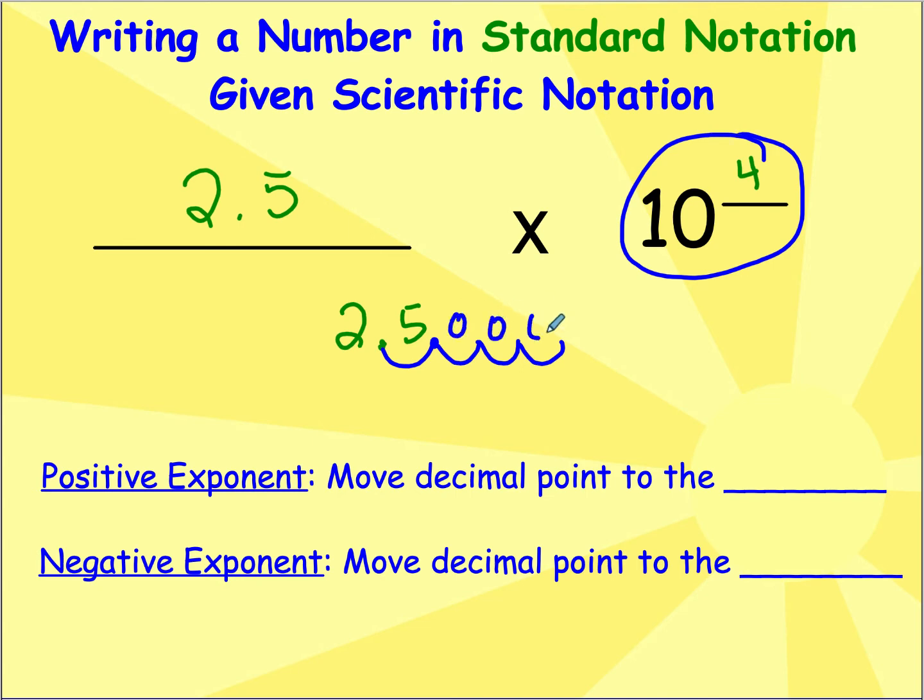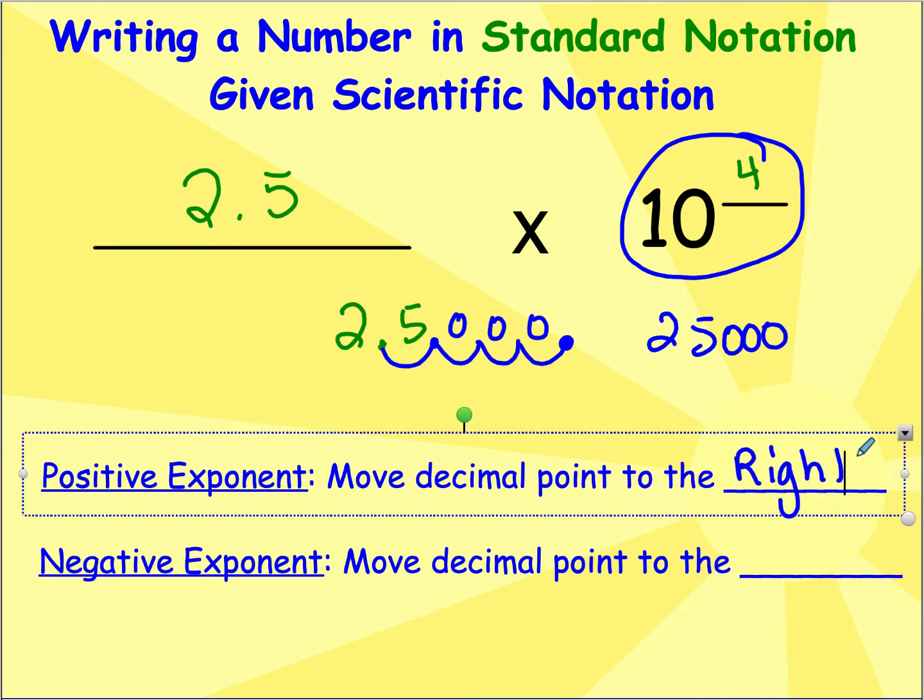And so if I fill in those spots between, or place values that are between where my decimal point now is and the last digit I had in my original number, which was the 5, I get 25,000. And so when the exponent is positive in scientific notation, and I'm going from scientific to standard, in standard notation this would be the number 25,000. It moves the decimal point to the right a corresponding number of digits.